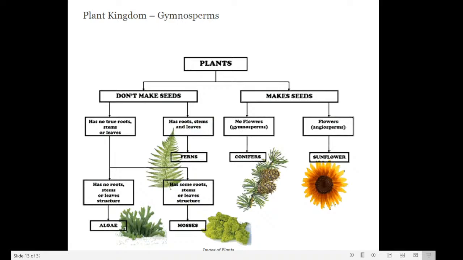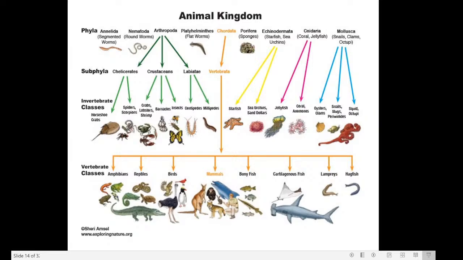Okay, next is animal kingdom, animal taxonomy. In animal taxonomy, various group levels are there. Okay, in the phyla level, we have n number of classifications. The annelida, it's a segmented worm.